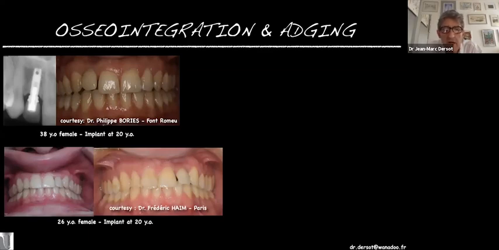Here we are only 6 years after, and this photo was sent by one of my referees. On the left side, you see that there is an agenesis of the T22, and the implant and the crown have been inserted. Only 6 years after, as you can see, the main axis of the crown is definitely in the buccal direction. So 6 years after, you have to change the crown.